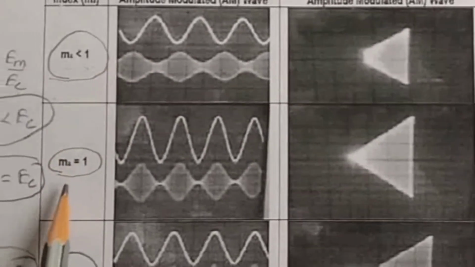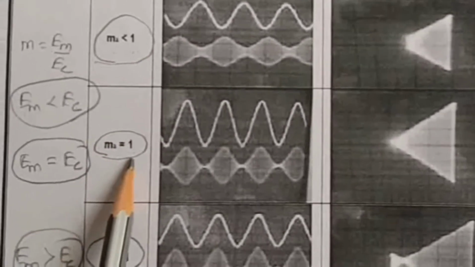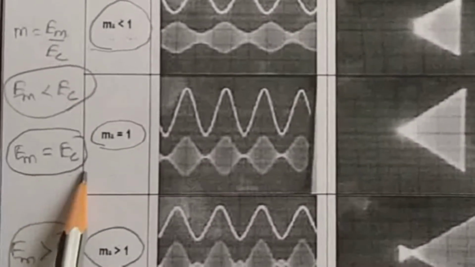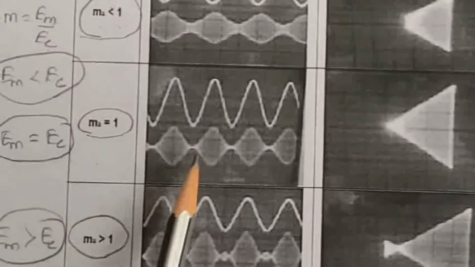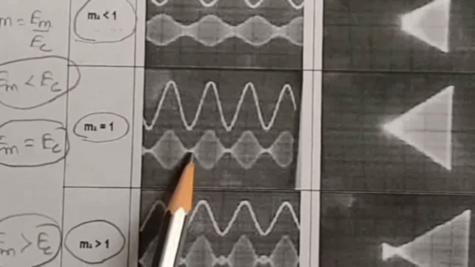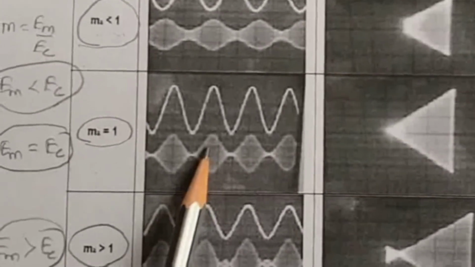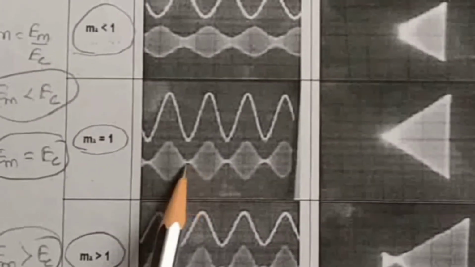And in the second case, critical modulation, the modulation index value will be 1, right? In this case, Em is equal to Ec. The amplitude of the modulating signal is equal to the amplitude of the carrier signal, right? So in this case, there is no E minimum, right? We will be having only E maximum. Only E maximum will be present in the output waveform, and E minimum will be 0.